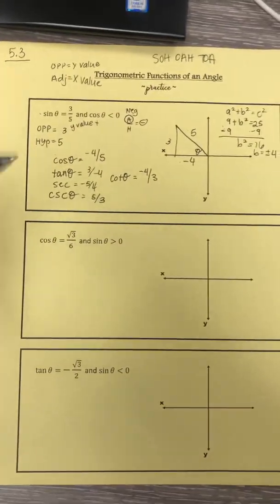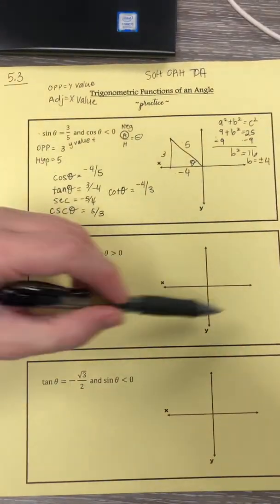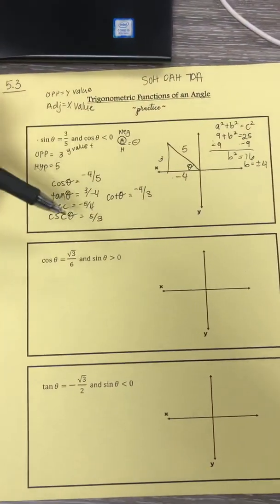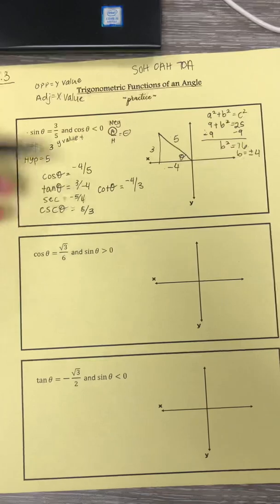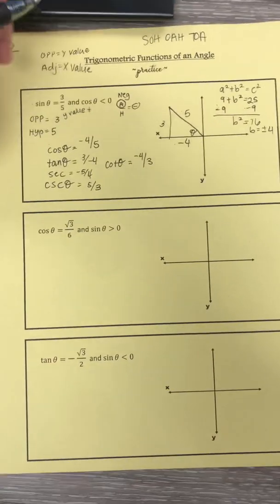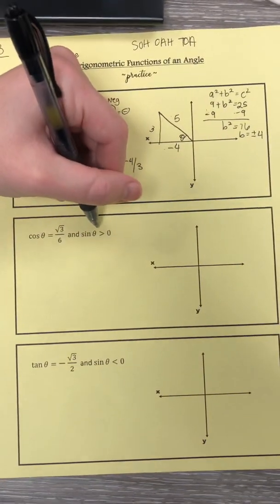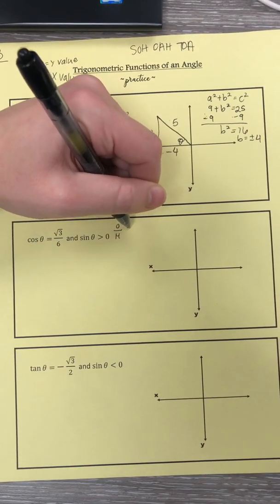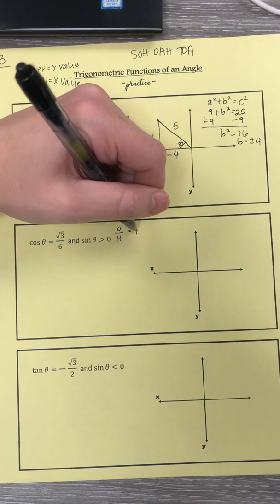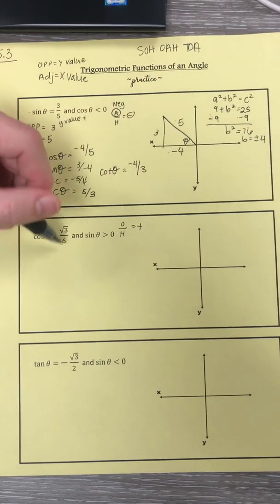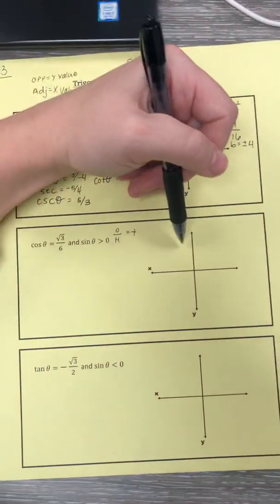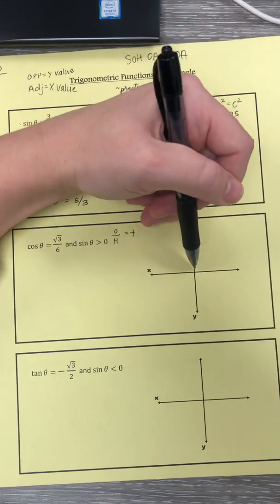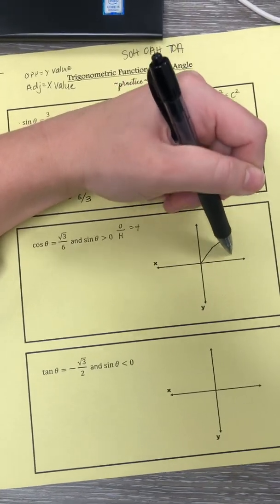I think the main thing you have to worry about is where on the graph it goes, and then just being able to find your third leg. And then after you're able to do that, you can just plug everything else in. So our sine, our opposite over the hypotenuse, is positive, okay? And we have all positive values here. So that tells me that my x is positive and my y is positive, and my graph is going to be somewhere over this way.